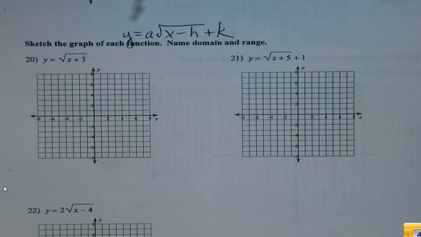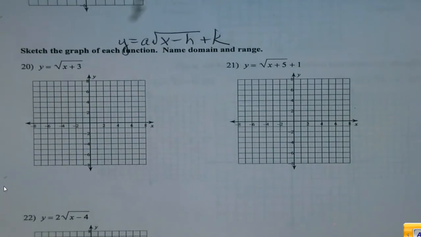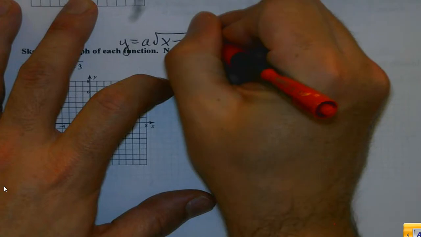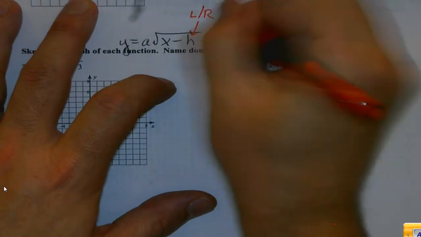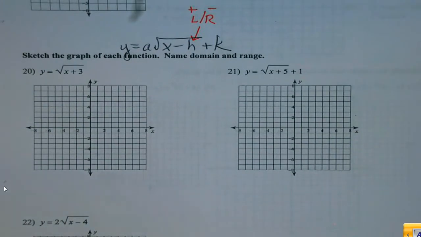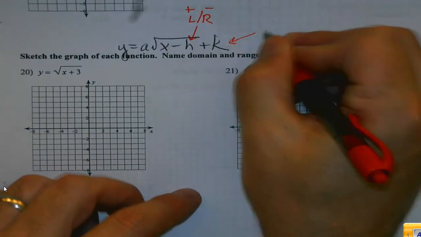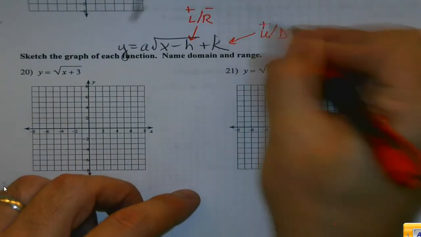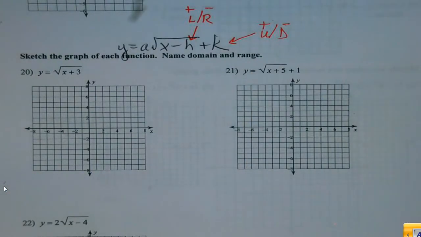Because with these, we think more about shifts in our parent graphs. So remember, h is my left and right shift, whatever's going on under the radical. And it's the opposite of what we would think. My k is my up and down. So when I go to do these, I have options. I can punch it in on the calculator, but I'm not going to because that's the slower way.